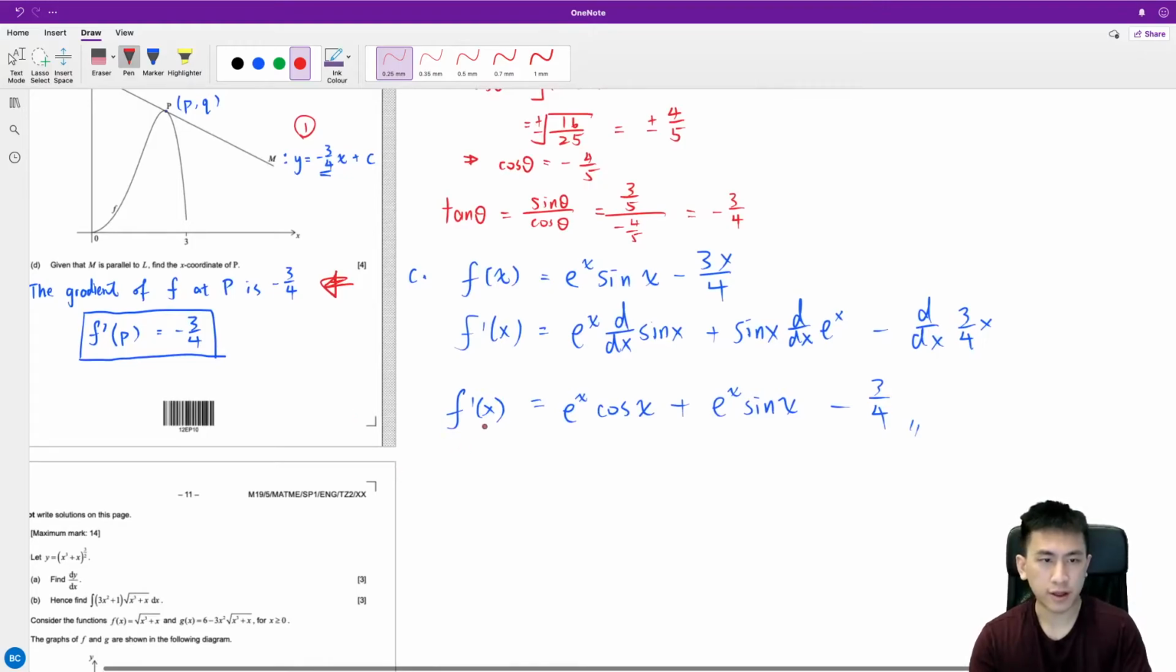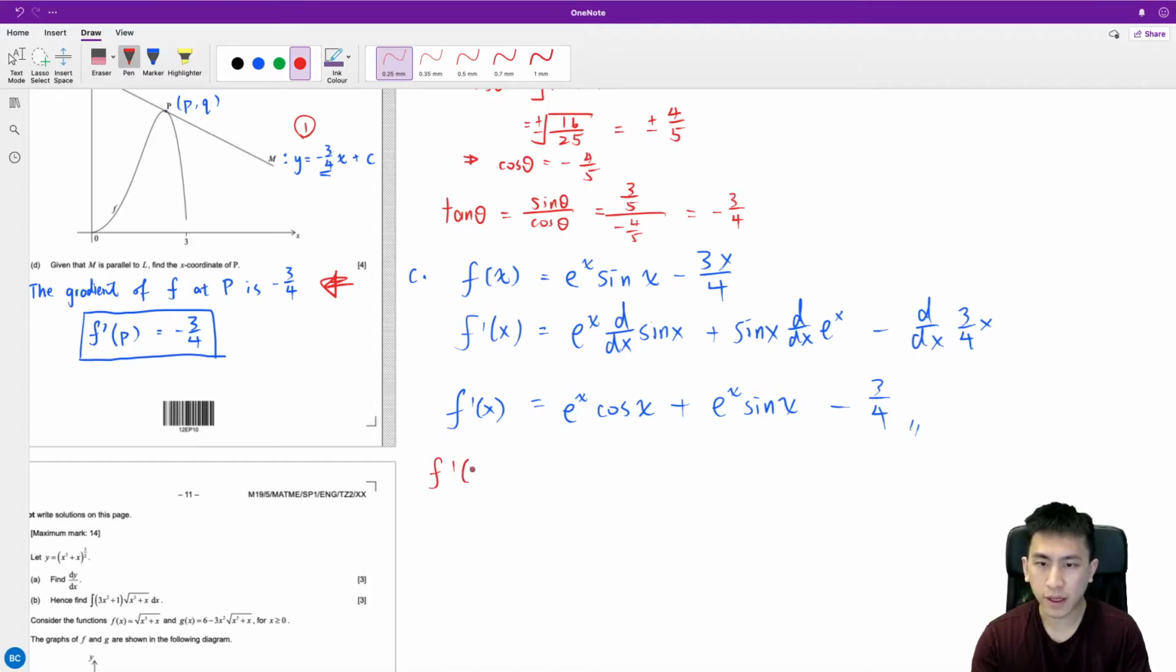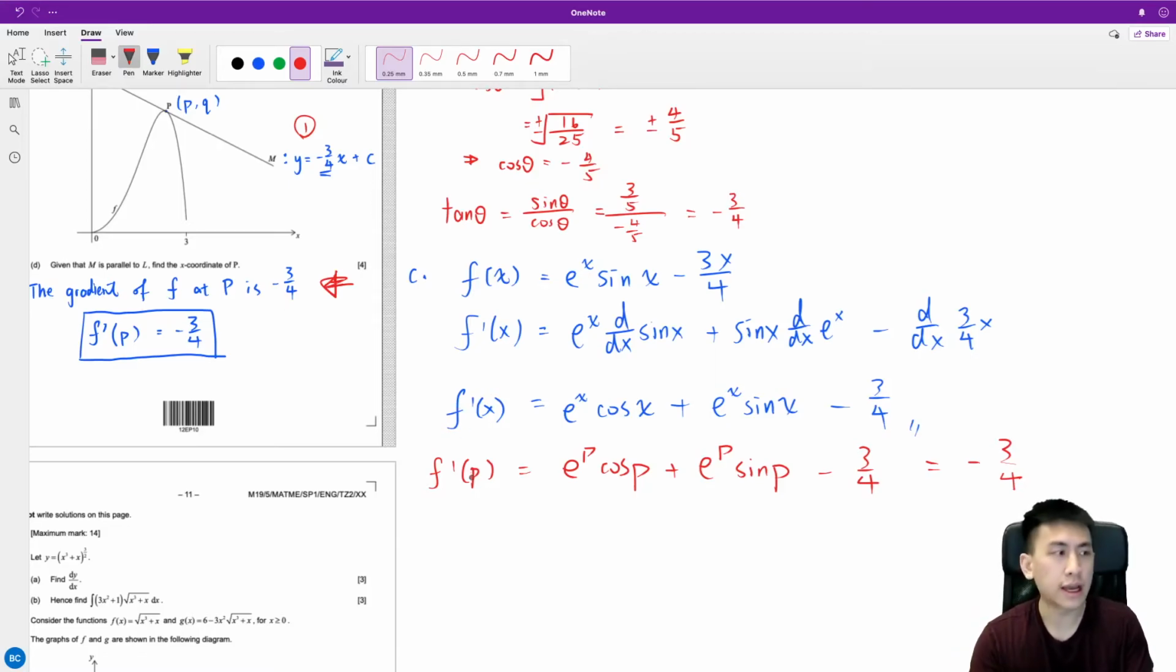Just now I've worked this out already, right? That tells me that at this point P, e to the power of p cosine p plus e to the power of p sine p minus 3 out of 4 equals 3 out of 4, right? That means this is the gradient, because this just now is a gradient. Now at point P, we put in the x value of P, right? Because we assume P is like PQ.